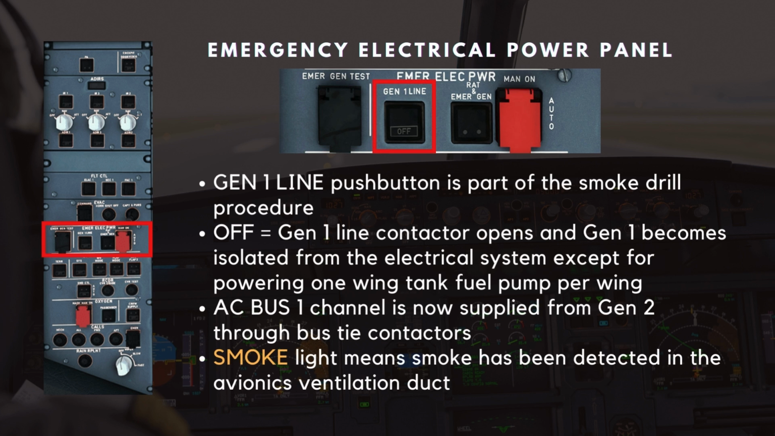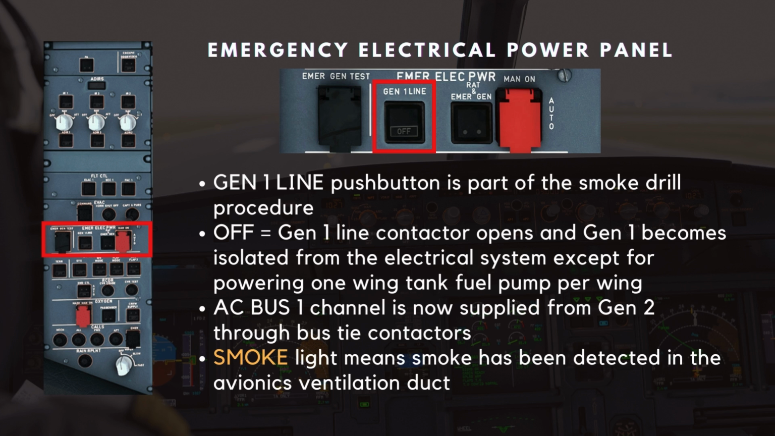The generator one-line push button is part of the smoke drill procedure. In order to isolate the cause of electrical smoke, the flight crew manually extends the RAT and enters the emergency electrical configuration by turning the main generators off. This deactivates all non-essential electrical equipment.